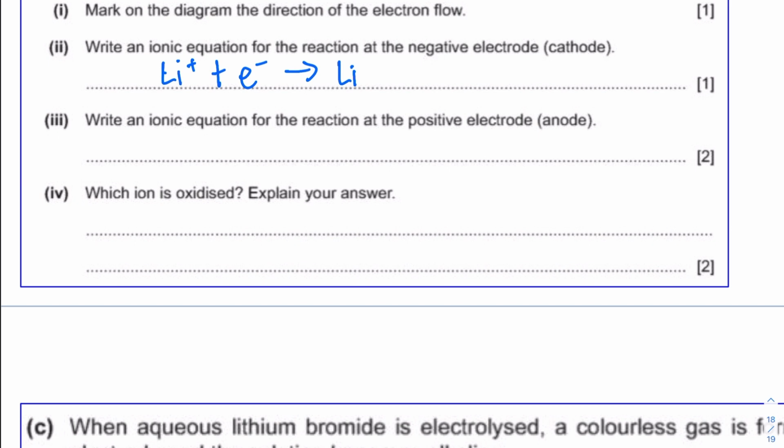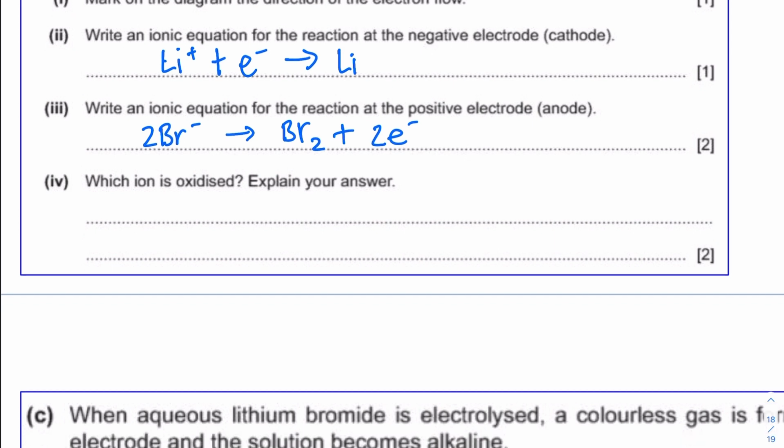Write an ionic equation for the reaction at the positive electrode. So the opposite way, we've got bromide ions making bromine gas and giving out 2 e-. So 2 bromide ions.